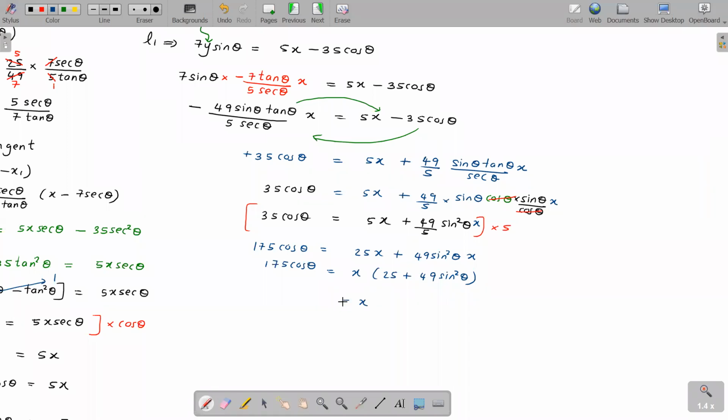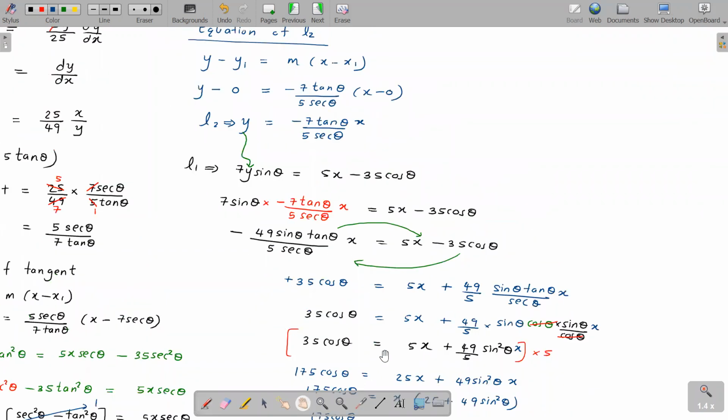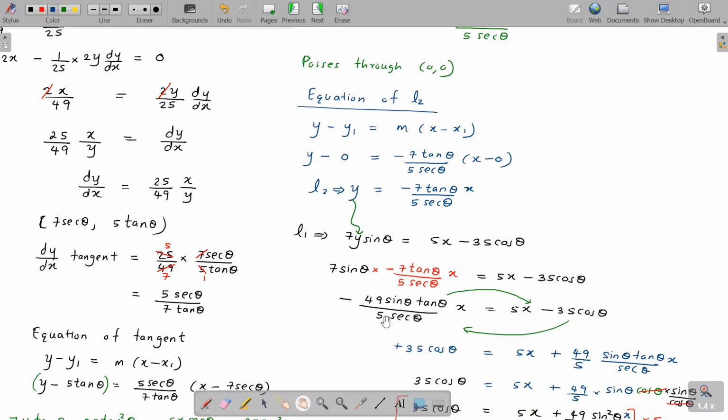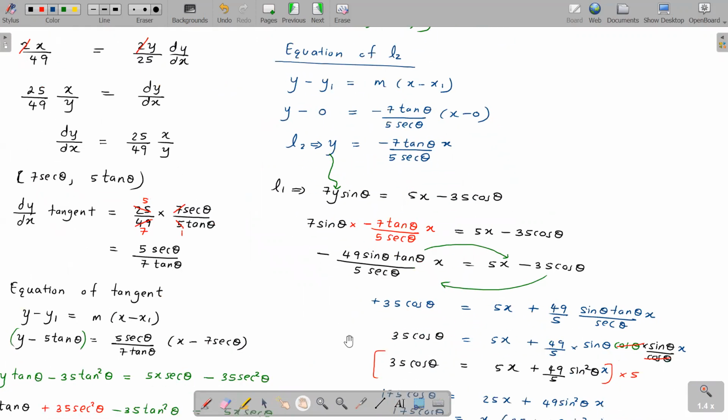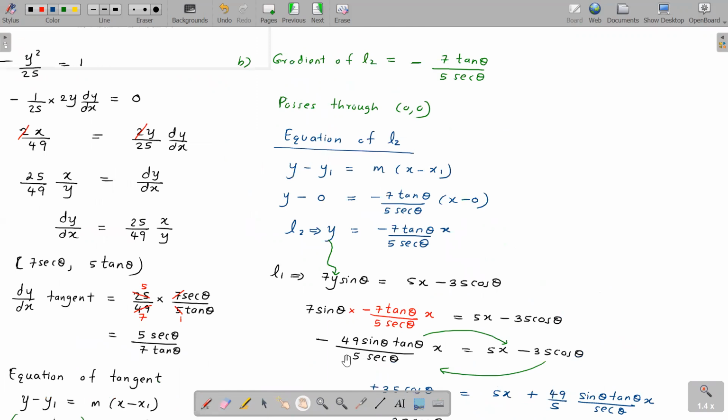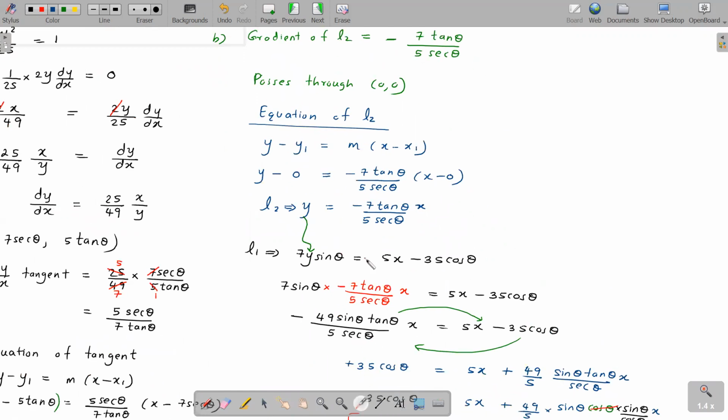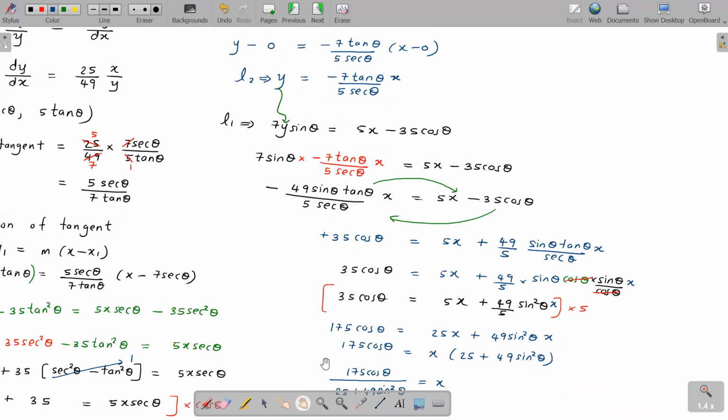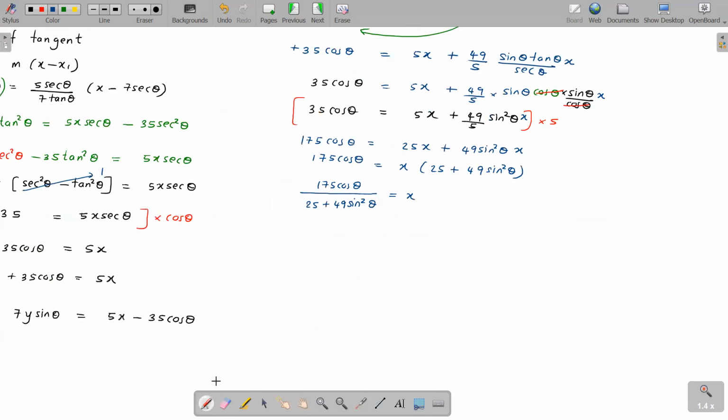So I end up getting x equals 175 cos theta over 25 plus 49 sine square theta, which is our show that. This is the place where the lines L1 and L2 intersect, the x coordinate. You must also get the y coordinate. So how do you get the y coordinate? I think substituting is the easiest. There are two equations. L1 is easier than L2 because y is already the subject. Tell me the L1 equation.